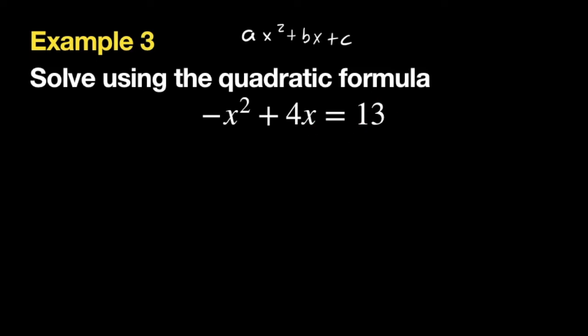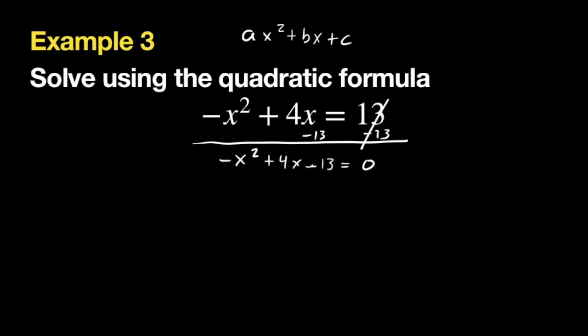And to do that, the only thing we need to do is subtract a 13 from here and a 13 from here. And that's going to rewrite as negative x squared plus 4x minus 13, and that's going to equal 0. Now that we have that equation, we can actually continue and it's going to be much nicer.